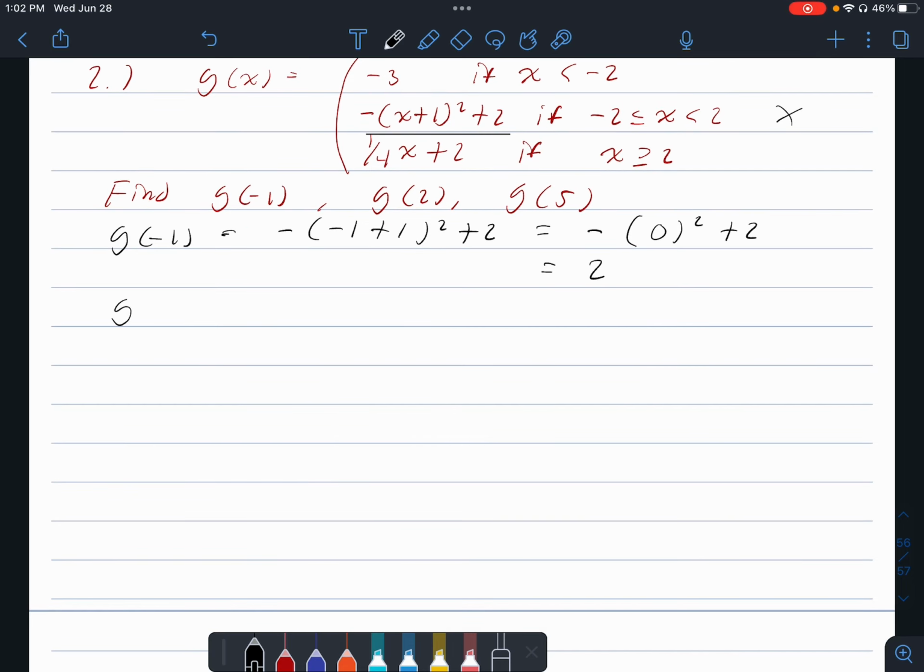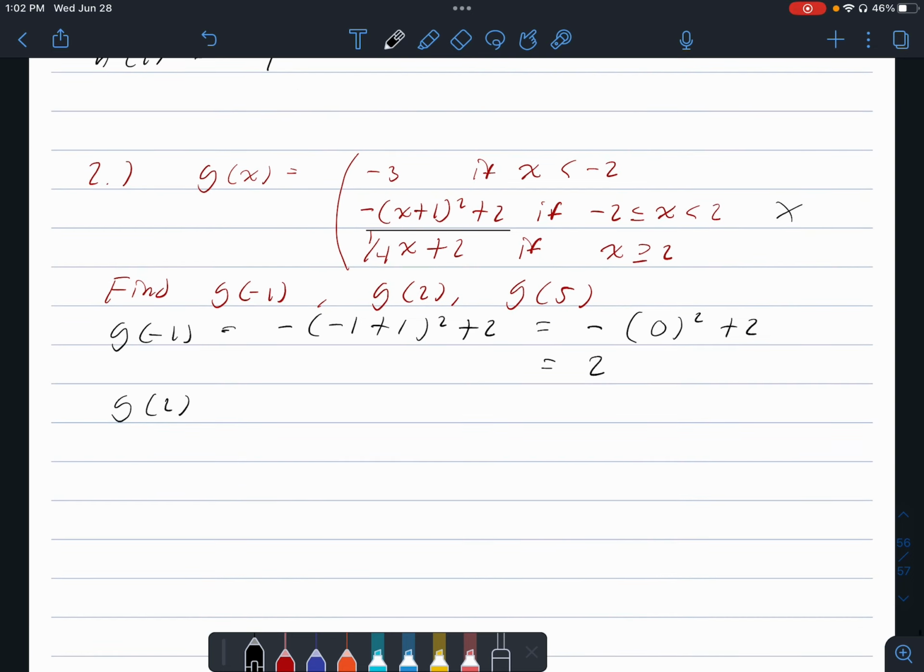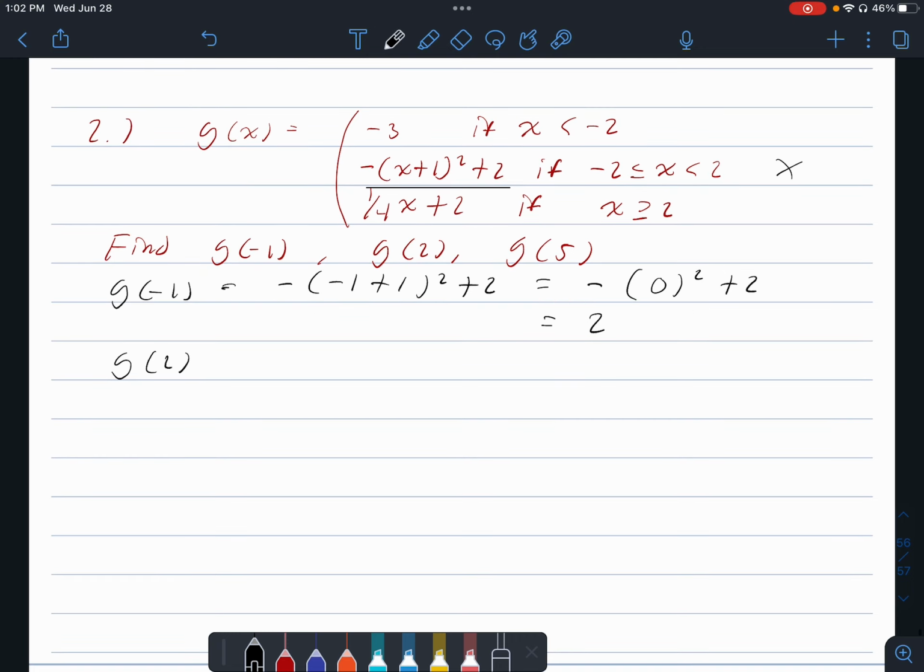Let's try g of 2. Obviously, it's not in this top interval here. It's not in the one we just used either, because we're not including the point 2. But if x is greater than or equal to 2, we evaluate it at 1/4 x plus 2. So we evaluate this as 1/4 times 2 plus 2, or 1/2 plus 2, which is the same thing as 1/2 plus 4/2, so we get 5/2.